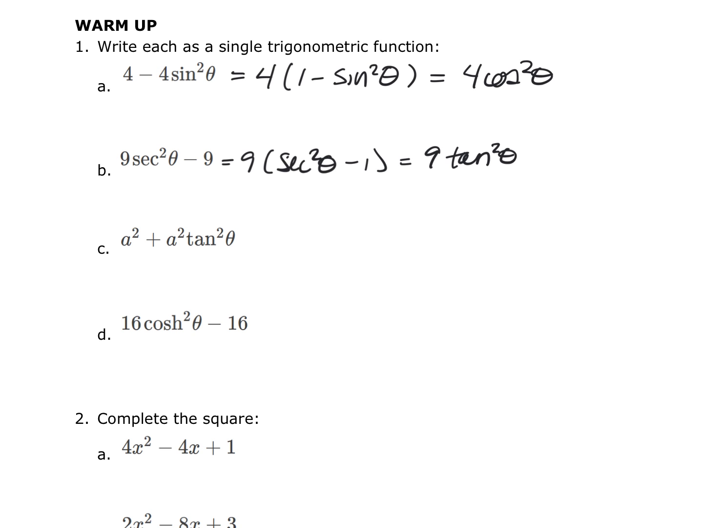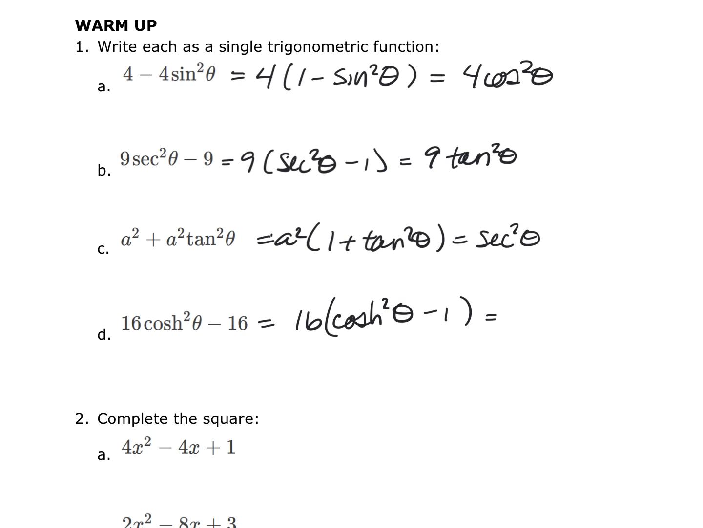Similarly, I'm going to factor out an a squared, and that leaves me 1 plus the tangent squared of theta, which is equal to the secant squared of theta. Now, if you're thinking, where am I getting all this information from? Well, it is coming from that trig formula sheet that I give you for every single test, and you all should have copies of at this point. My last one is the hyperbolic cosine squared, so I'm going to go ahead and factor out a 16, leaving me the hyperbolic cosine squared of theta minus 1, which is equal to the hyperbolic sine squared of theta.